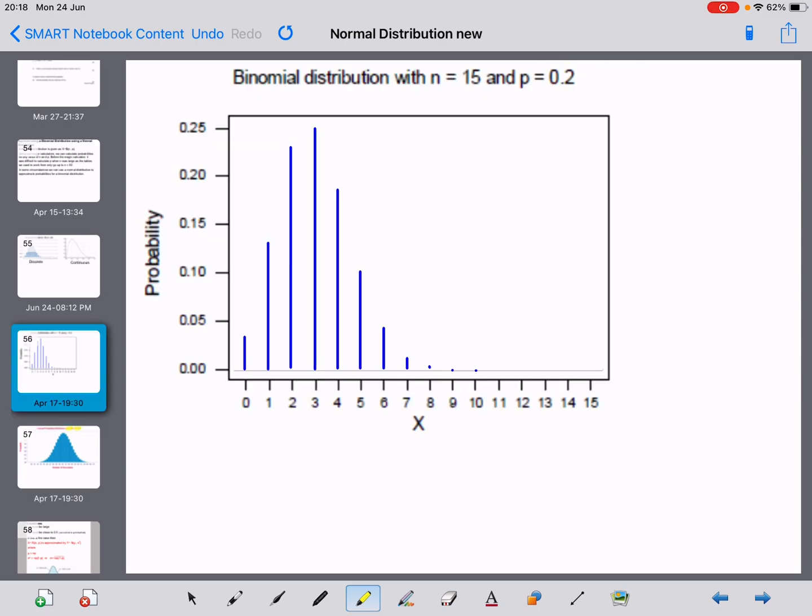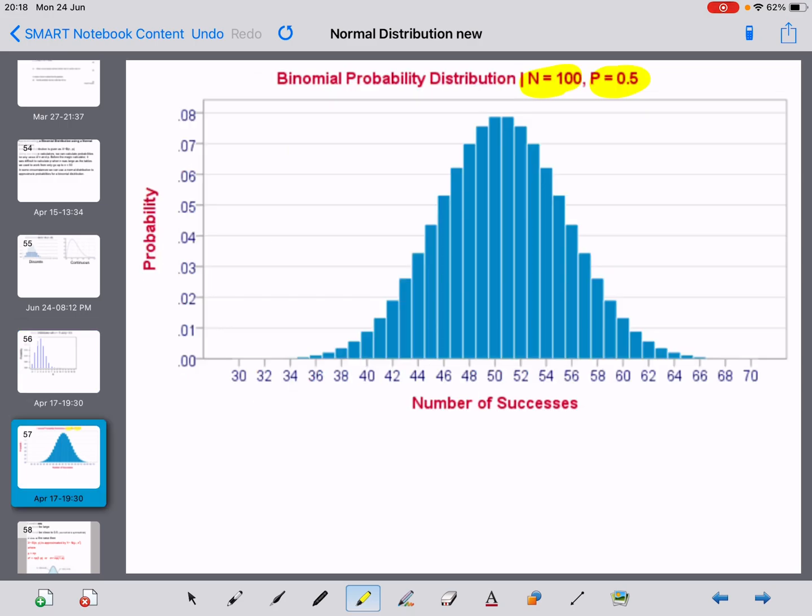Okay, so when n is large and when p is a half or close to a half, what we end up with is what looks like a normal distribution curve, even though officially it's a discrete binomial distribution. When those two conditions are satisfied, then we will get a binomial probability distribution that looks symmetrical. And those two conditions allow us then to approximate using the normal distribution.